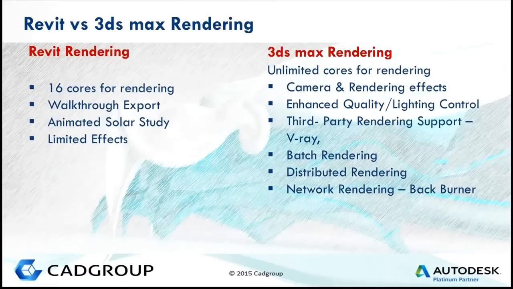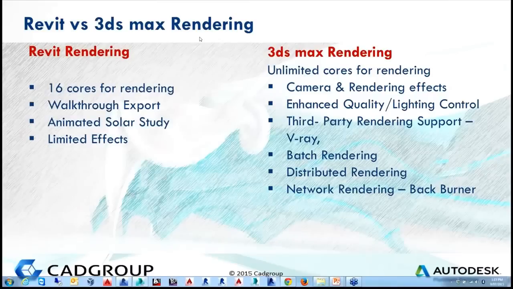This is a quick slide I'm pulling up to talk about the rendering differences between 3dsmax and Revit. Revit rendering, as we are aware, only supports up to 16 cores. There is a basic animation export as a walkthrough or animated solar study, and we have limited effects, for example if we need some glare effect or depth of field, etc. These are not supported in Revit.